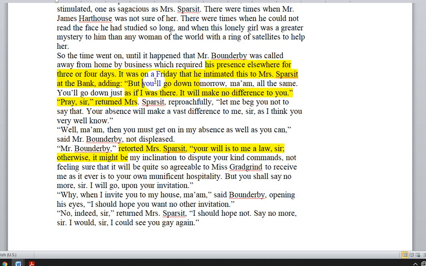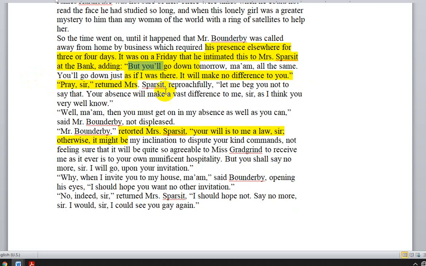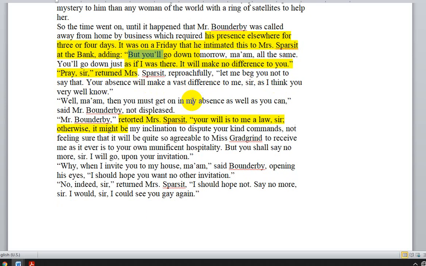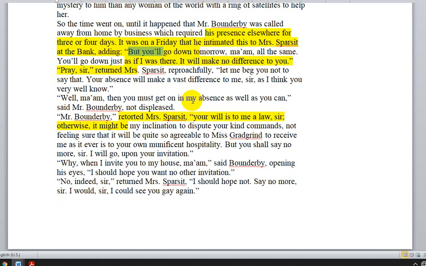So he says it was on a Friday that he intimated this, "But Mrs. Sparsit, go down tomorrow, go to my house, all the same, just as usual. You will go down just as if I was there. It will make no difference to you." "Pray, sir," returned Mrs. Sparsit reproachfully, "let me beg you not to say that. Your absence will make a vast difference to me, sir. I think you very well know."